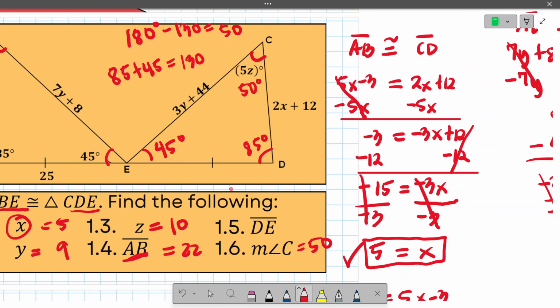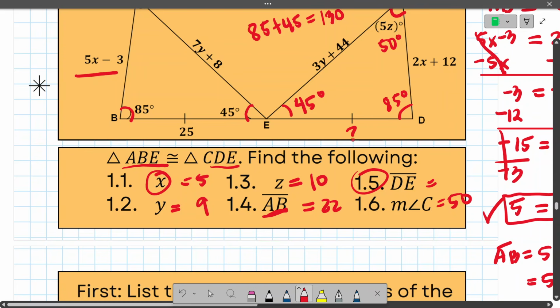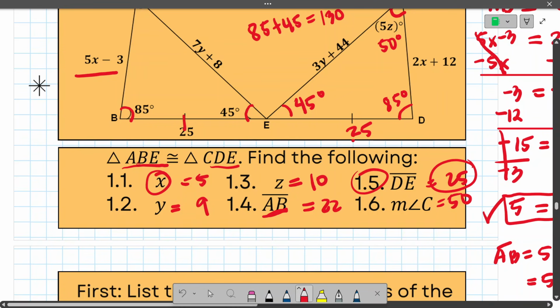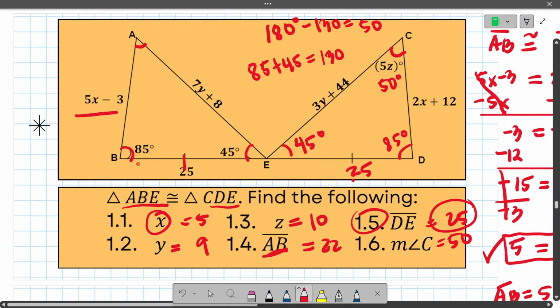So what is DE here? What is DE? Our DE is, ano daw ito, no? So this is DE. It's just the same as BE, the basis of the triangle. So if this is 25, therefore this is also 25. That's it. And then we're done with the first problem.